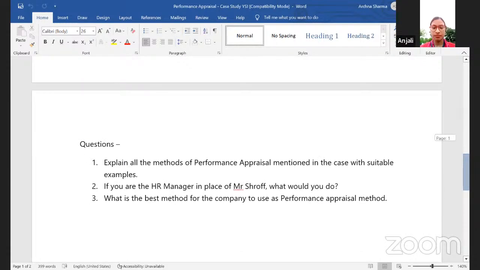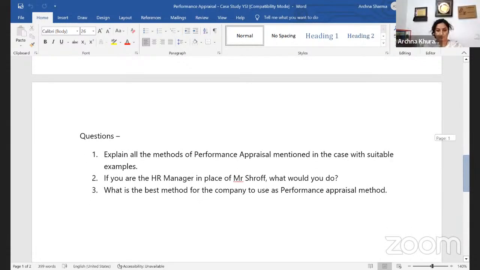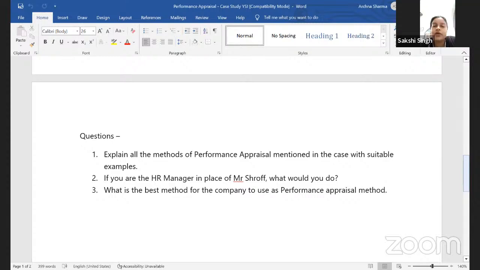So these are the questions that we need to discuss now. The first question talks about explaining all the methods mentioned in the case with suitable examples. So what are the methods mentioned here in this particular case study? Checklist method, 360, and assessment centers, right? So can you explain that once again if you have understood those methods well?